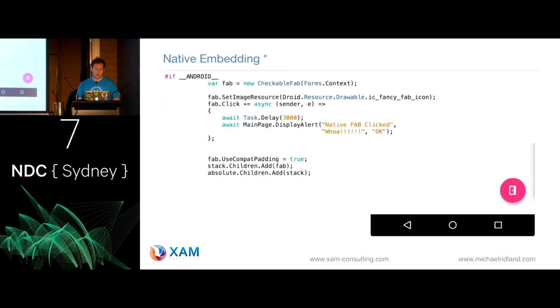So directly embed native controls. You can see here on Android, I say native, but it's a Xamarin Android, which we call native because it is very close to the native layer. So this is a fab button. The fab button's down here. You can see it's been added to the Xamarin.Forms control hierarchy, even though that fab button is a native view. There's not anything to do with Xamarin.Forms at all.